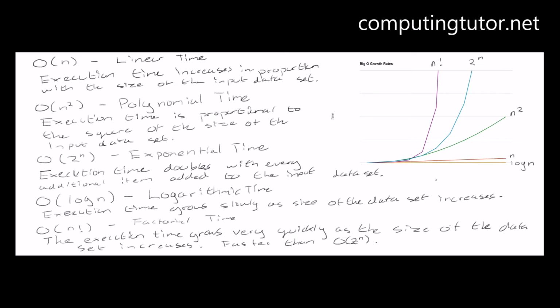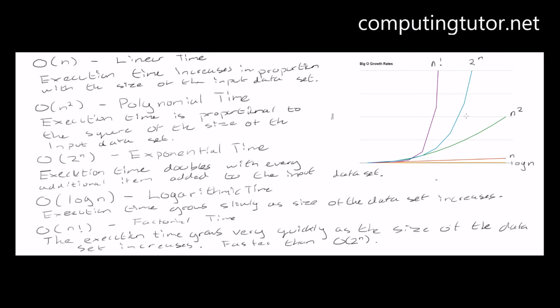And you may have noticed that I've got this graph over to the right hand side of my screen. And this is just a visual representation of how the time which an algorithm takes to finish executing increases with the size of the input dataset. So you can see that factorial time will increase the most quickly with an increasing size of dataset.